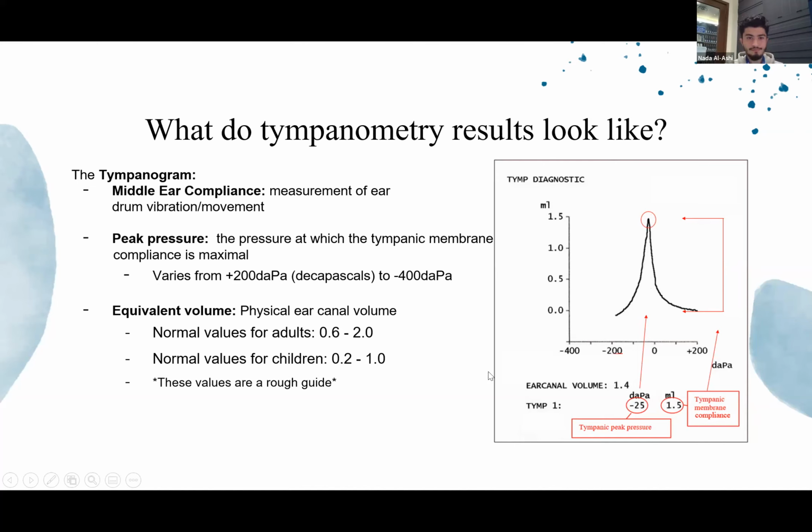The next thing that a tympanometry result will give us is equivalent volume. This is the physical ear canal volume. I've got normative values here. For adults, it is anywhere between 0.6 to 2.0, and for children, 0.2 to 1.0. But I just want to let you know that these are a very rough guide, and there are different ways of looking at equivalent volume, including comparing to the other normal ear. But I'm going to go through a few examples later just to make sure that makes sense.